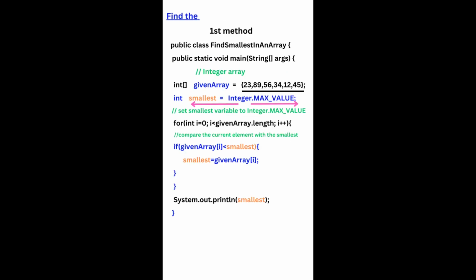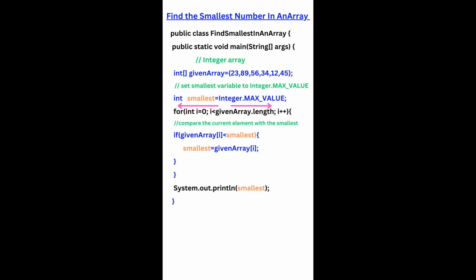Find the smallest number in an array. This is an integer array. First, initialize the smallest variable to Integer.MAX_VALUE, which is set to the maximum possible integer value. Use a for loop to iterate through the elements of the array. In each iteration, it compares the current element of the given array with the smallest value. If the current element is smaller than smallest, it will update smallest to the value of the current element. After the loop completes, it will print the smallest value to the console.